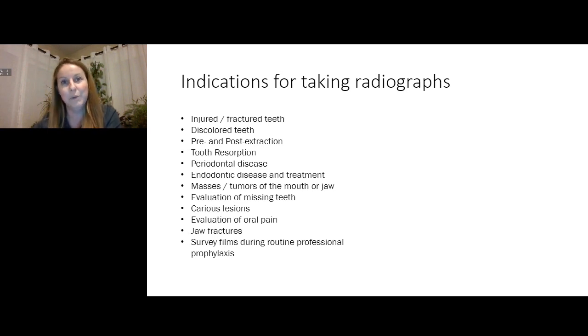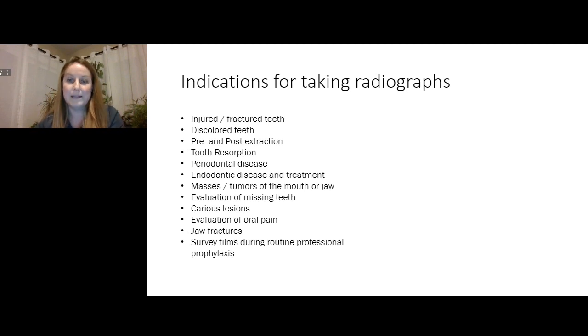And then here's the big one, guys. This really, really should be happening. Survey films during all routine professional cleanings. So anytime that you have a patient on the table for a dental procedure, we really need to be taking full mouth radiographs. If you have the equipment available in your practice, it should not be an optional thing.